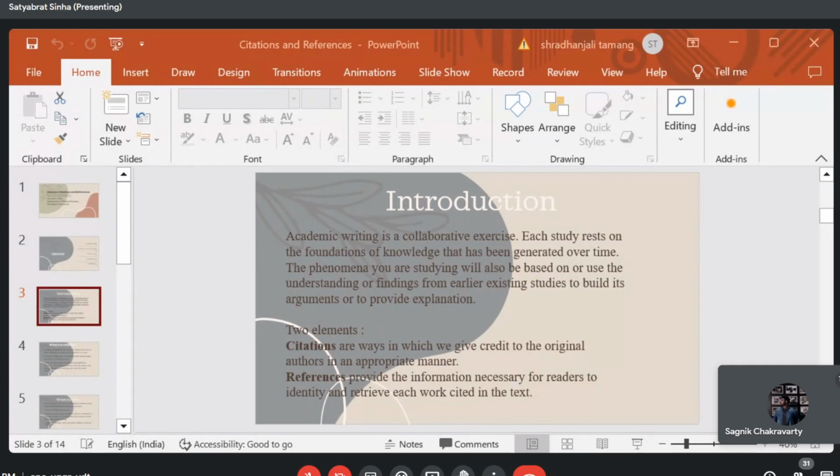There are two focuses today. One is citation. Citations are ways in which we give credit to original authors in an appropriate manner. And references provide the necessary information for readers to identify what the citation is and to find the work by itself.